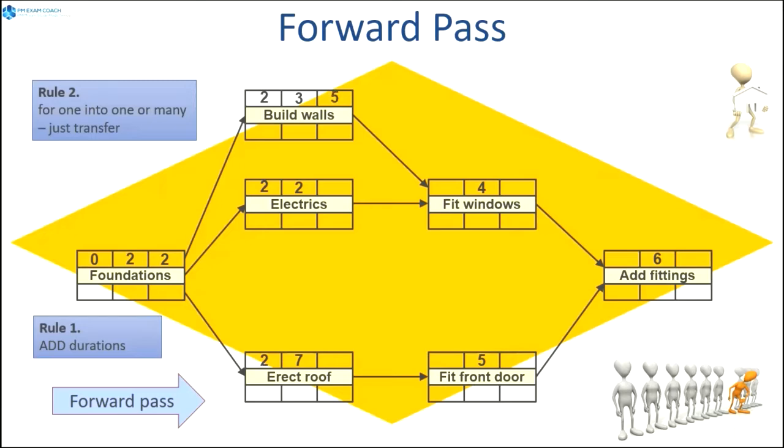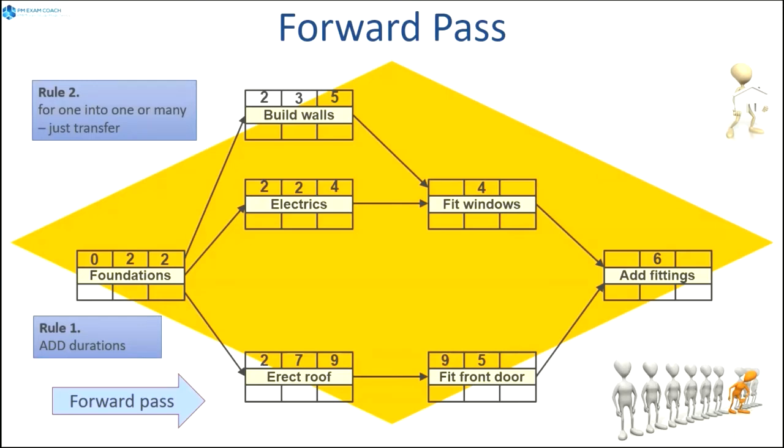2 plus 3, 5, 2 plus 2, 4, 2 plus 7, 9. All right, good. Now we've got early finishes for those 3 activities. Now down on the bottom there, fit front door, we learned before about just paying it forward, right? Even if it was 1-to-1. So we'll just drag that 9 over there.